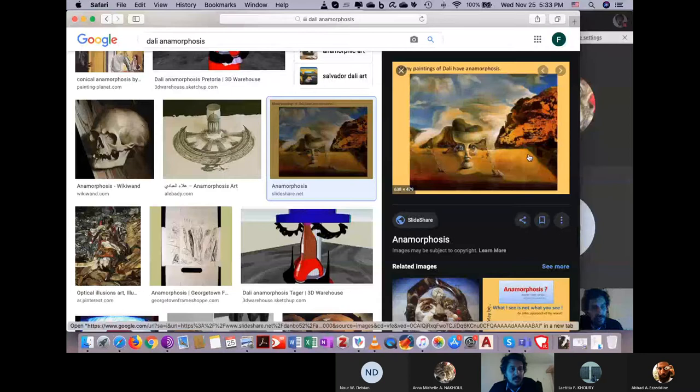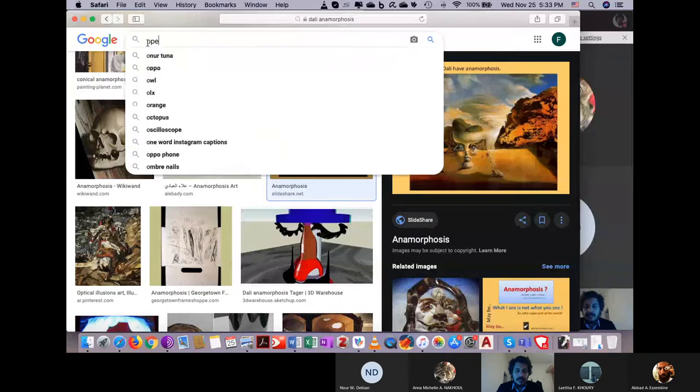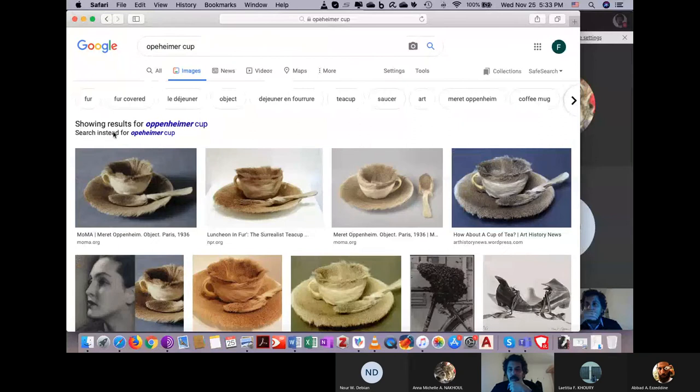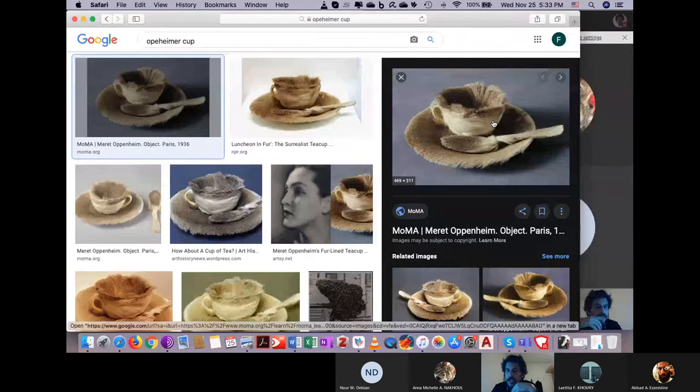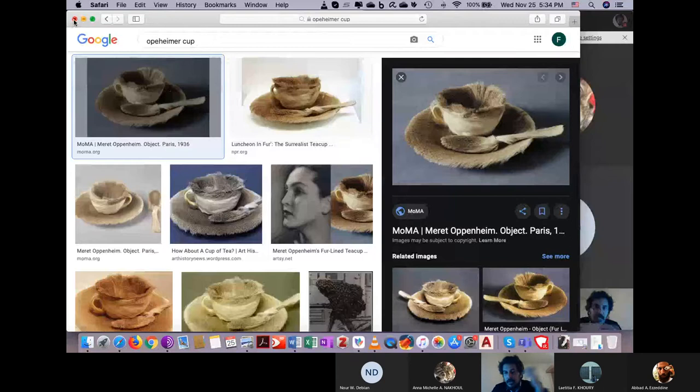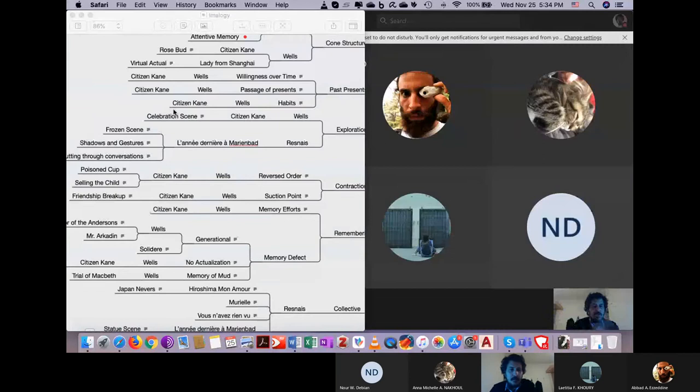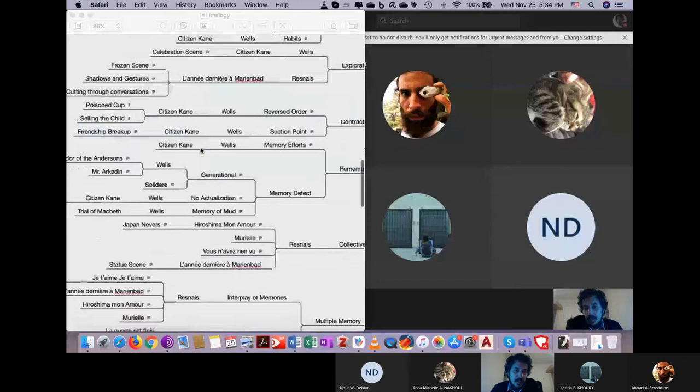On the other hand, you could have something like that, which is Oppenheimer's cup. You don't have an anamorphosis, it's not a dream. All you have is a collapse between an everyday object and the furry stuff which evokes animality, the jungle or whatever, which is the originary world, okay? And what you'll see now in the movie clip by Orson Welles is neither nor. It's a contraction of two planes of memory, like in the scene where he meets his uncle.